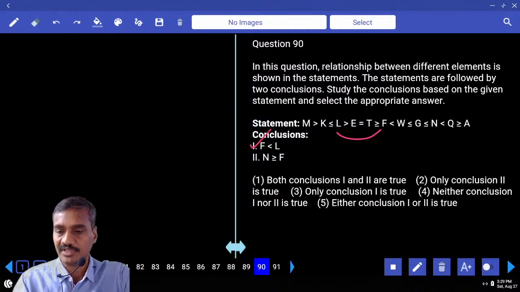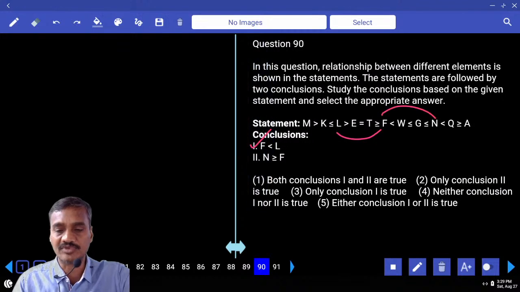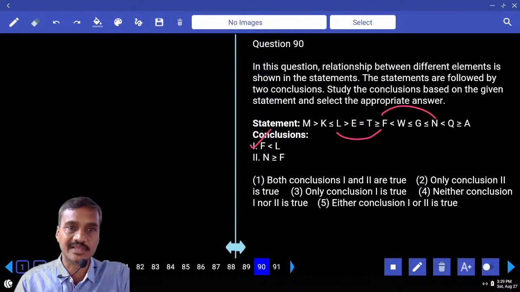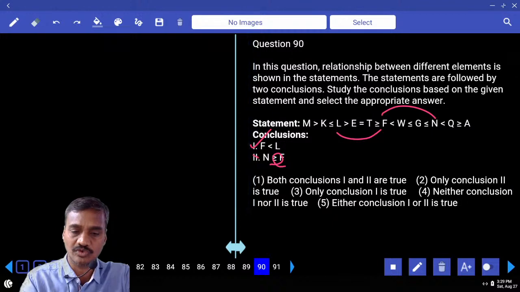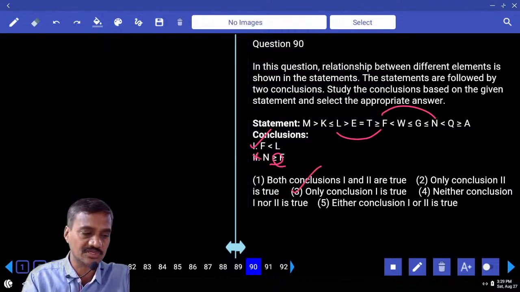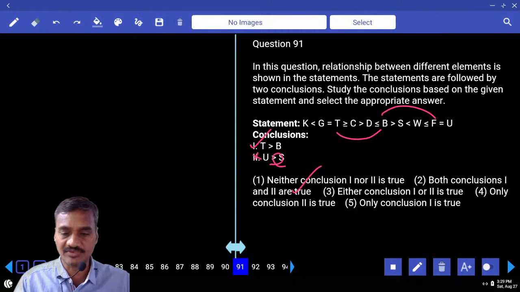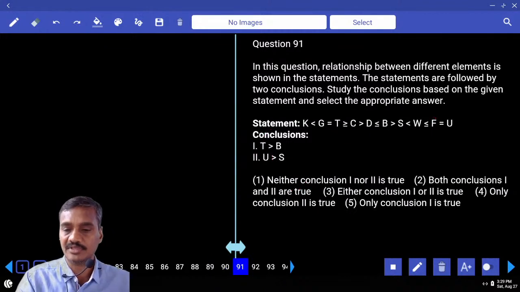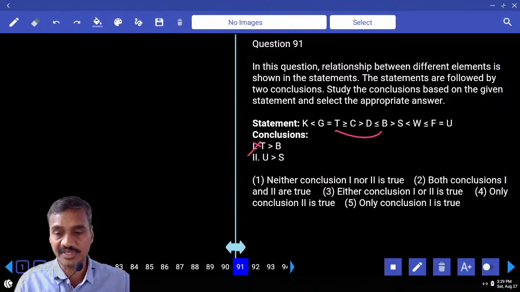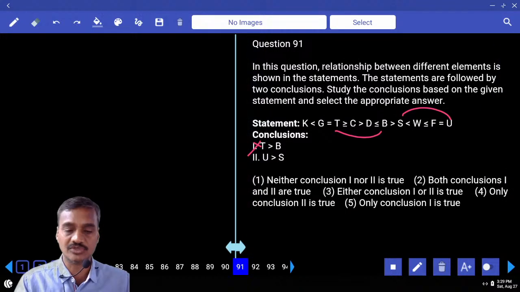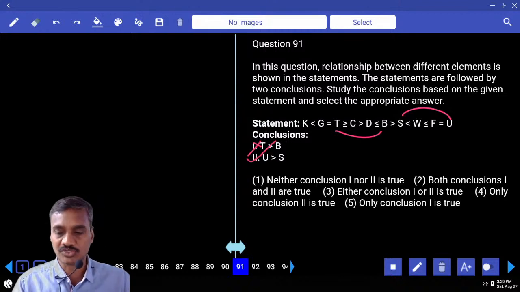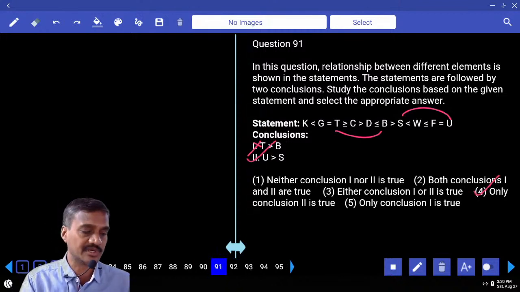Between N and F, F is here, N is here. Now between these, F lesser than N, N greater than F, equal to F is ruled out. Hence what is your answer? Only one, that is choice 3, question number 90. Then 91, the relation between T and B. Now between T and B, two opposite symbols, no relation. And U and S, S lesser than U, U greater than S. So only 2 is true, choice 4, question number 91.